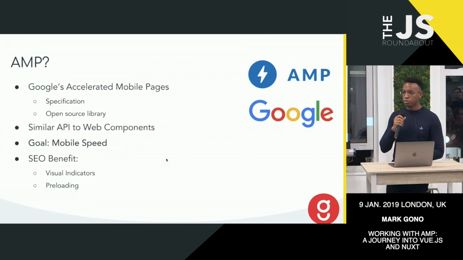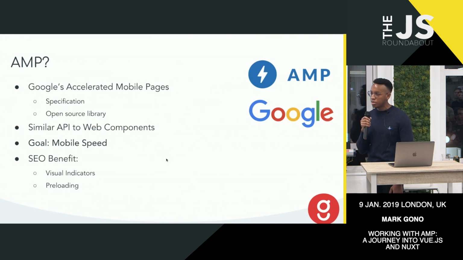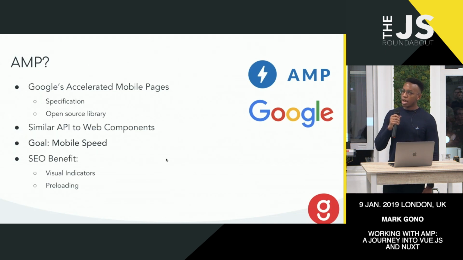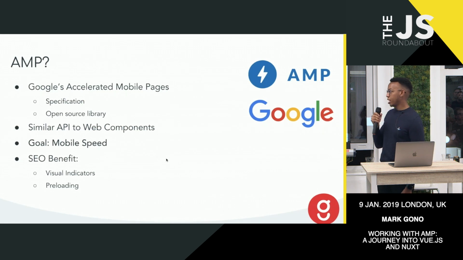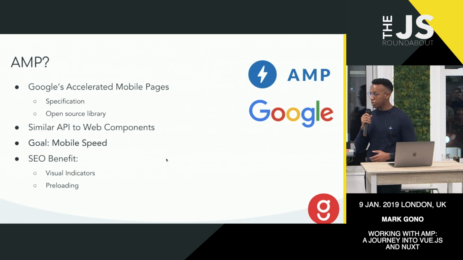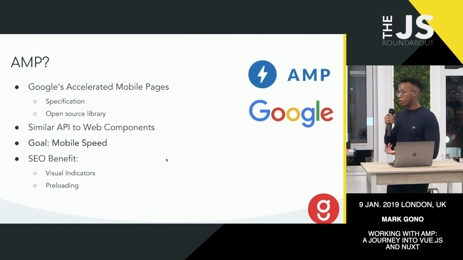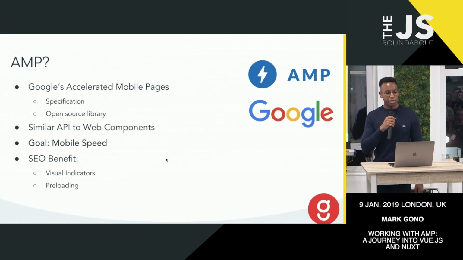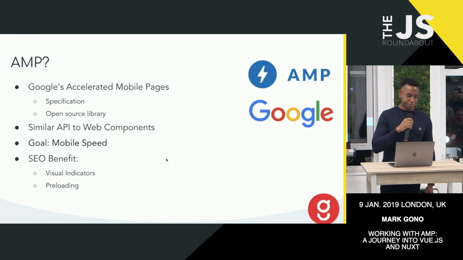Essentially, AMP stands for Accelerated Mobile Pages. It's a technology from Google. It's both a specification, a way for pages to be validated against, as well as an open source library of components. Those components have a similar API to web components in their usage.